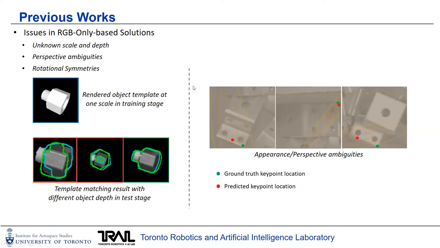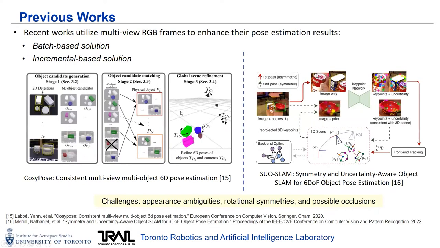To conclude, the RGB based solution from a single viewpoint has these intrinsic limitations. That's why in the literature some people use multi-view based approaches. These can be further categorized into offline approaches, like CosyPose on the left side, where they capture multi-view RGB images from different viewpoints and do a batch-based global optimization of the object pose from multiple frames. Another solution is the incremental approach, like SLAM, where at each timestamp you only acquire one image. When you accumulate more and more viewpoints, your results are expected to get better and better. This is an incremental filter-based approach.